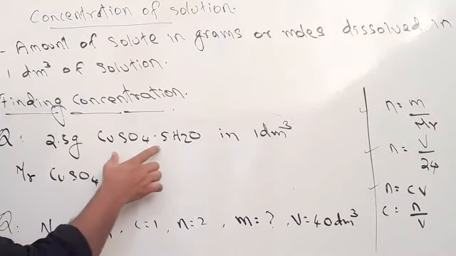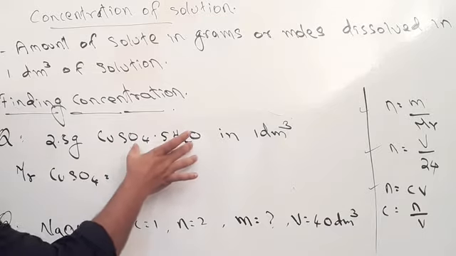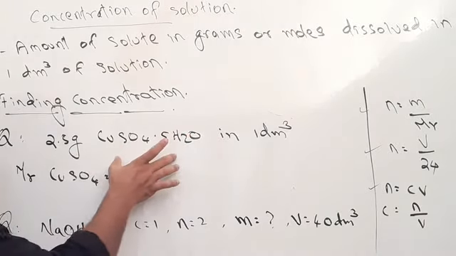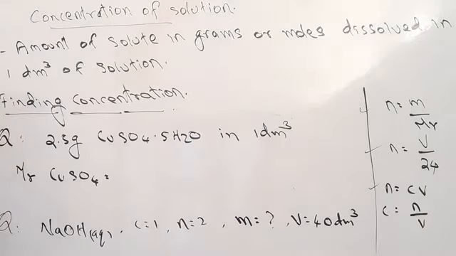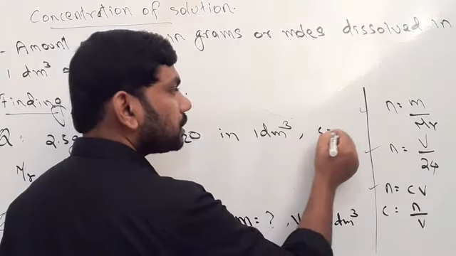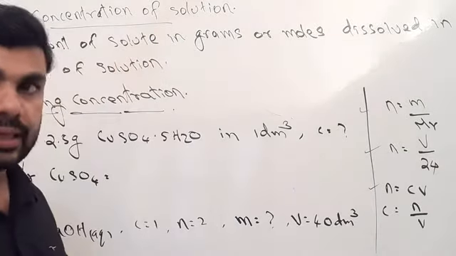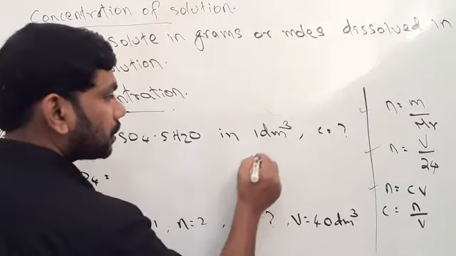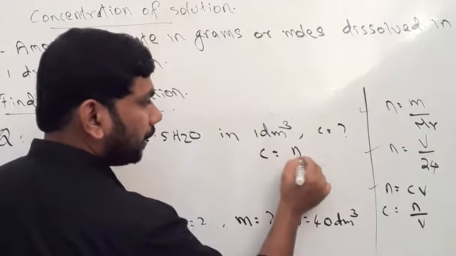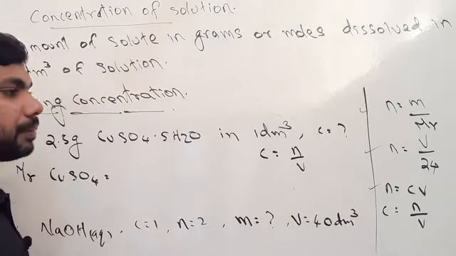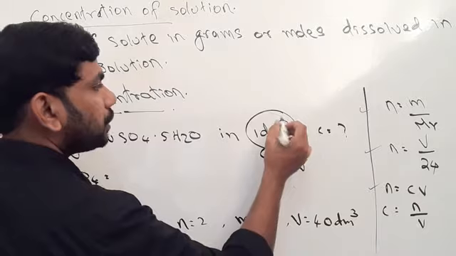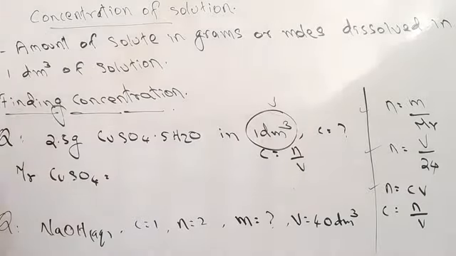2.5 gram of copper sulfate with water, this is hydrated copper sulfate, in 1 decimeter cube. Here we have to find its concentration, C. How can you find concentration? You can find concentration C equal to N by V, number of moles divided by volume. Here the volume is given, it is 1 decimeter cube.